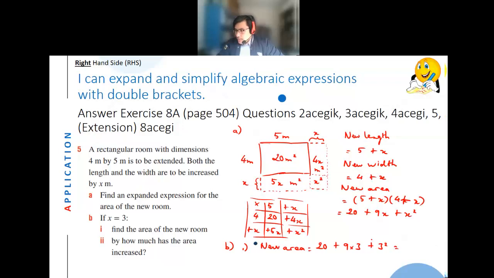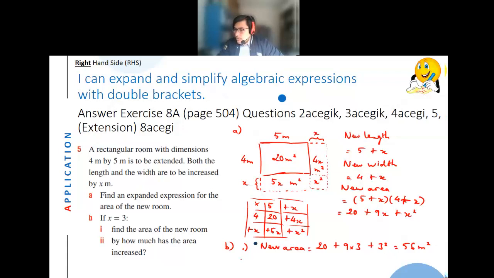I'm just going to do it in my head here. So 20 plus 9 times 3, 9 times 3 is 27. So that's going to be 47. 47 plus 3 squared. Now remember, 3 squared is basically 3 times 3, so that's 9. So 47 plus 9, that's going to give us 56 meters squared.